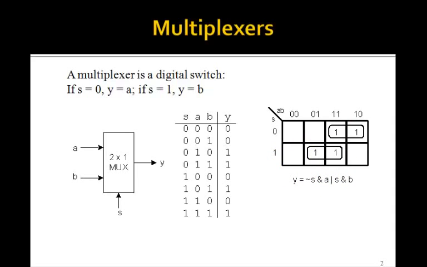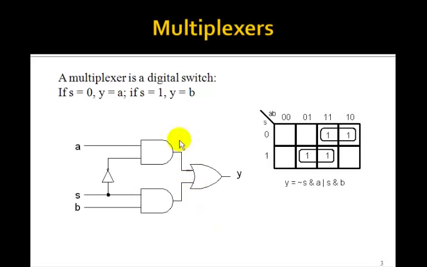2-to-1 mux. From that logic equation we can draw the logic circuit. Y is not S ANDed with A, or S ANDed with B.